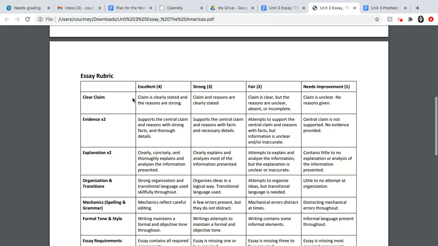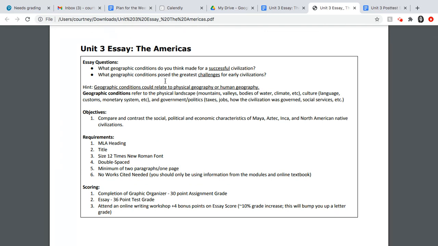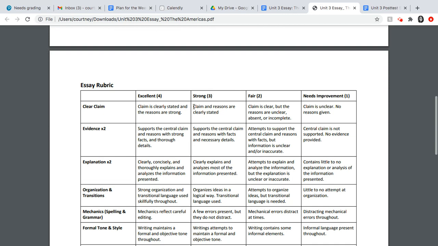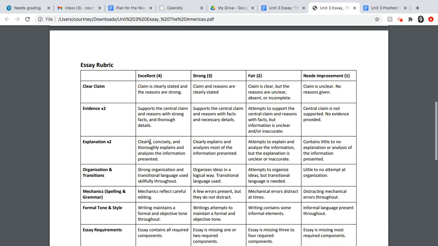So if we go back up quickly to the essay question, there's 2. So you would have some sort of thesis statement stating what you think makes a successful civilization, what conditions helped create a successful civilization, and then what the challenges were in a thesis statement. Then you would back that up with evidence, and then you would explain that evidence.